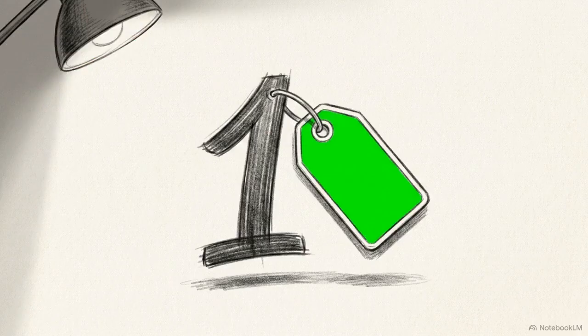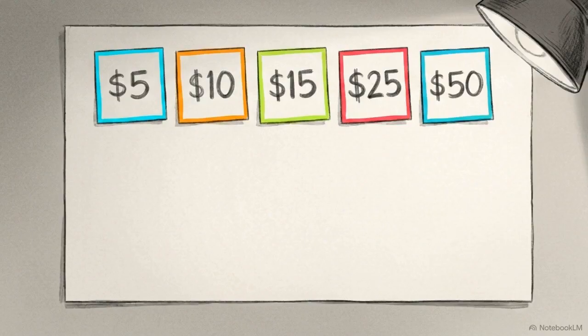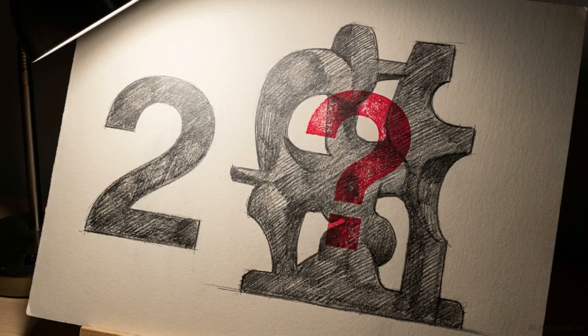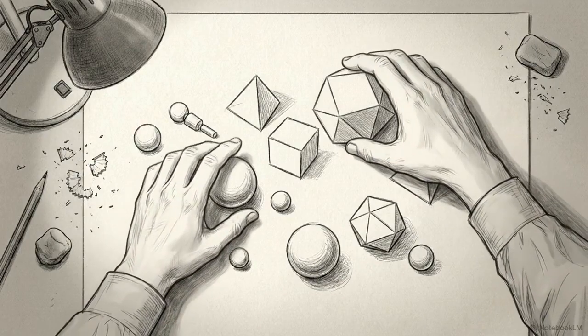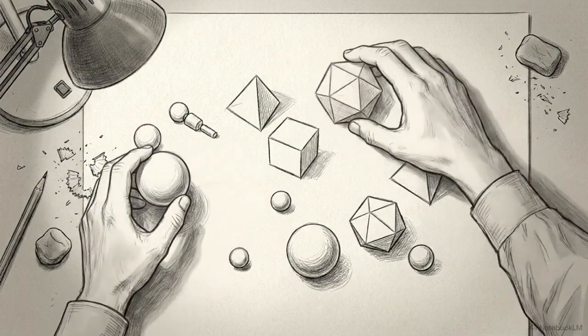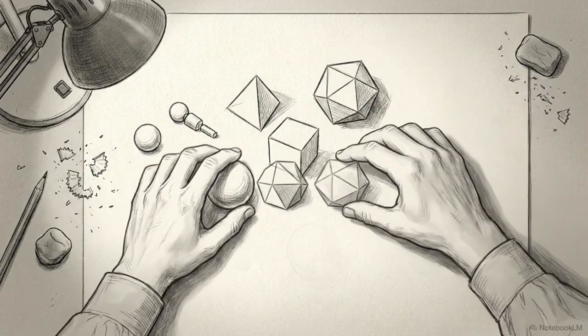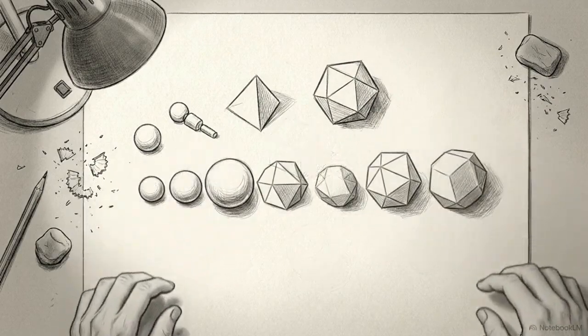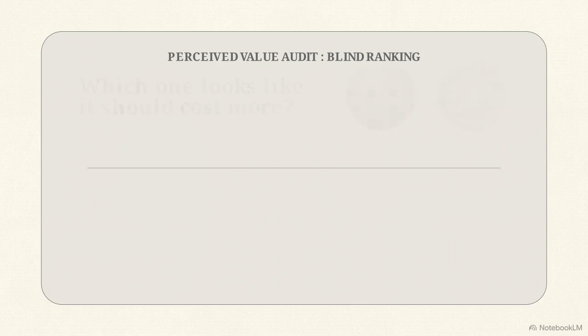Step number 1, establish your price tiers. Explicitly write down the price points you want represented in your booth. Lay them out clearly. Do not price any product in isolation. Step 2, rank your products without looking at those prices. Take all of your unpriced physical products and sort them into a single line, strictly from cheapest looking to most expensive looking. As you do this, you have one strict guardrail.